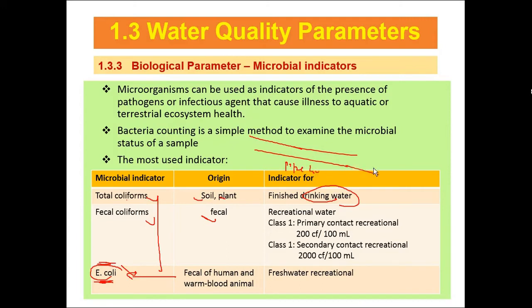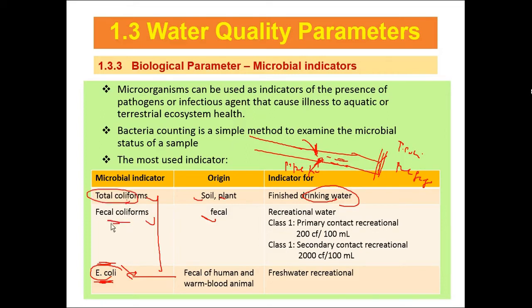So at a certain point, when you measure for the total coliform and you find the presence of total coliform, you know the pipe may be burst or leaking. The soil will be entering the pipe, so the water will be polluted by soil or plant. So you can measure to determine the total coliform.